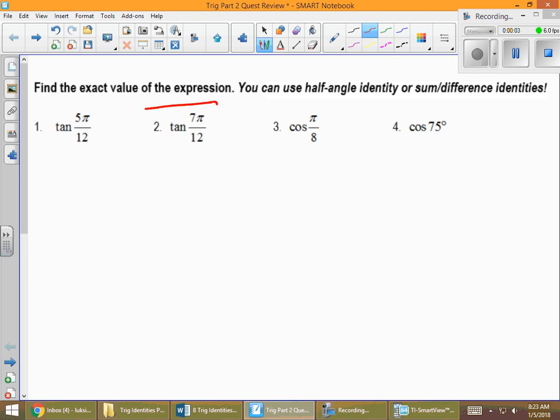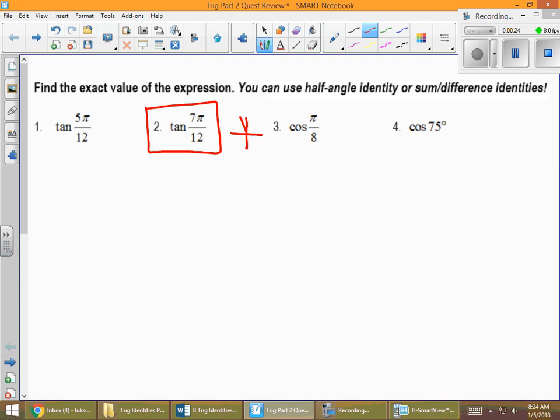Okay, number 2, tan of 7 pi over 12. So 7 pi over 12, we're going to start the same as we started number 1. 7 pi over 12 is in the second quadrant. Unlike 5 pi over 12, it's just a little bigger than 6 pi over 12.